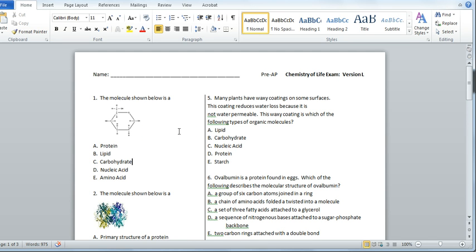Your test is on Tuesday, so be sure to write down the ones you have problems with so we can go over them in class tomorrow.